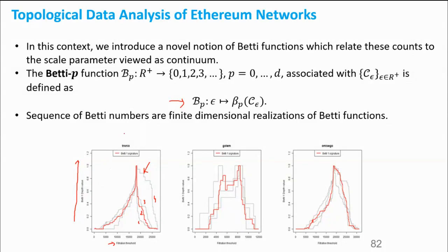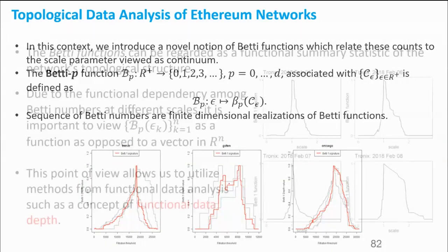So we are not only counting the Betti1, which means one-dimensional holes, we are also normalizing them with the maximum. And if you look here, there are 3 token networks, Tronix, Golem, and Omisego. They have different Betti signatures, and even on different days they have different signatures. Here the red in the middle is the deepest curve, which means something like the median of these functions over the days that we are considering.